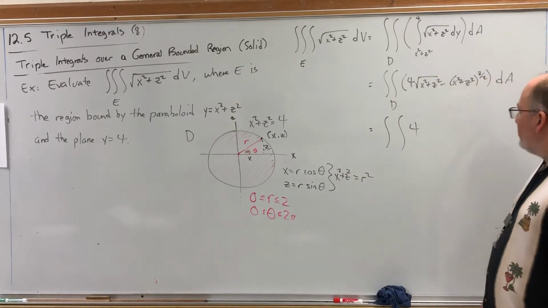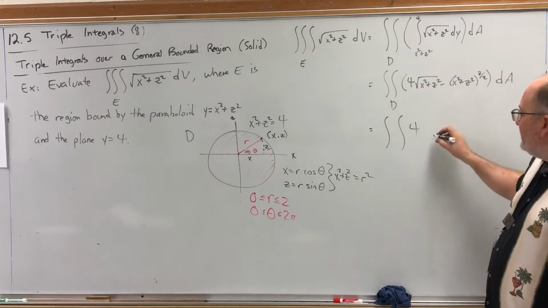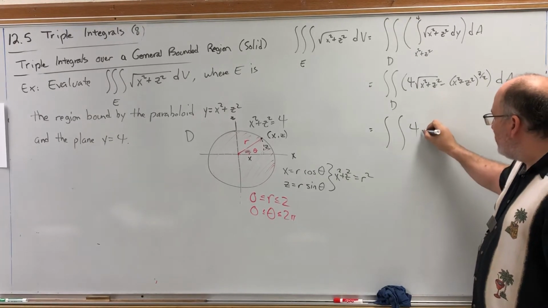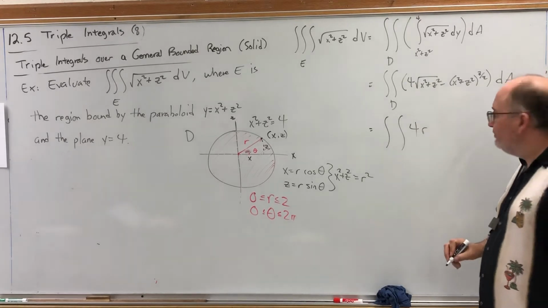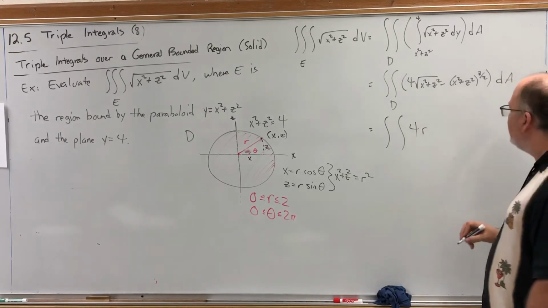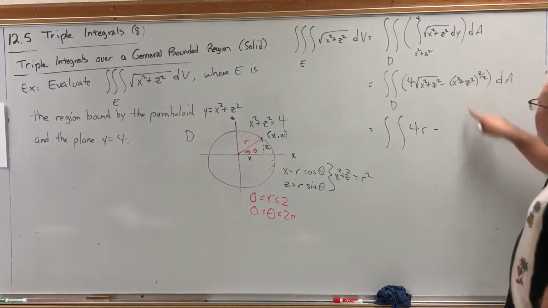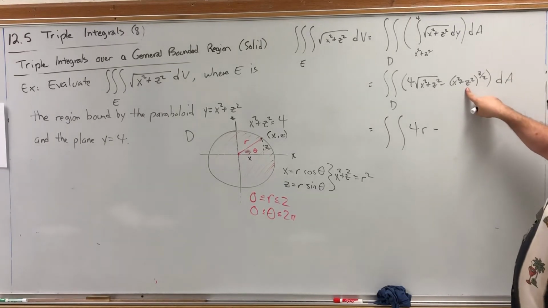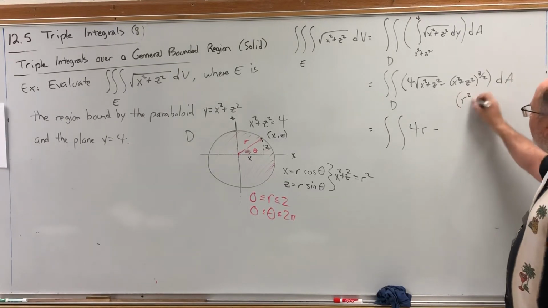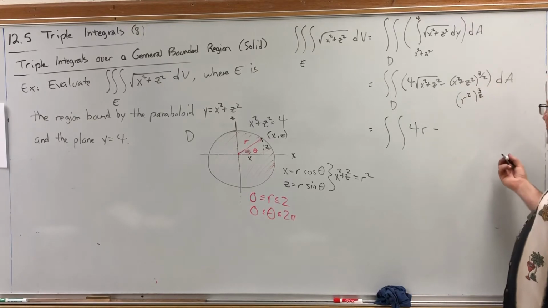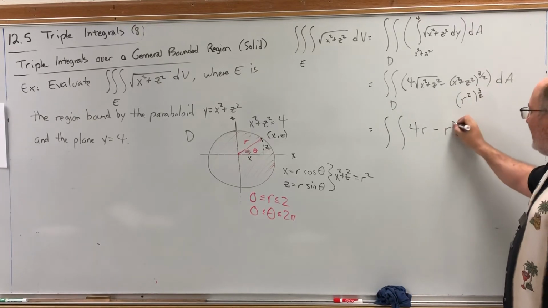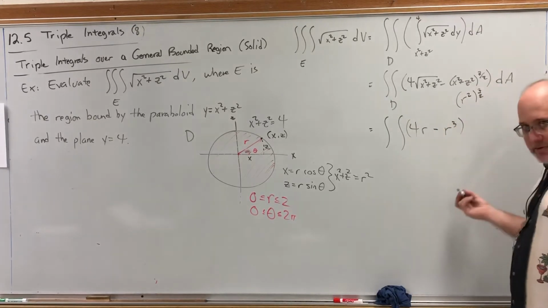X squared plus z squared becomes r squared. So this becomes 4 times the square root of r squared, so it becomes 4r. Remember, we always assume the radius is positive. Minus x squared plus z squared becomes r squared, but r squared to the 3/2 power, you would multiply the exponents, the 2's would cancel, and when we get r cubed, this is suddenly becoming easy.